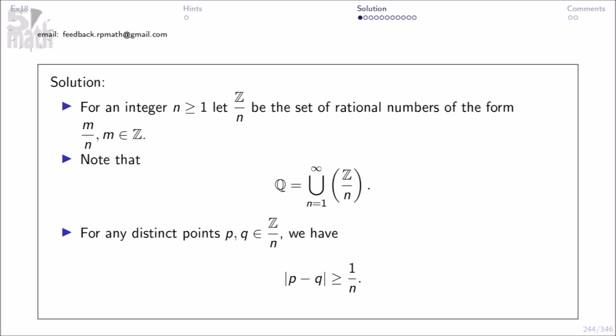numbers of the form m over n, m an element of the integers. Note that the rational numbers equal this union. For any distinct points p, q in Z over n, we have absolute value p minus q greater than or equal to 1 over n.